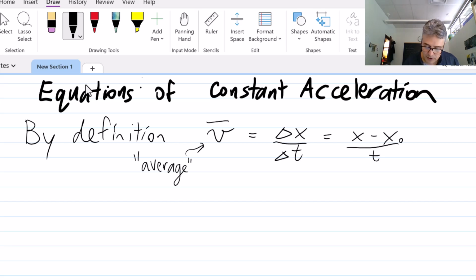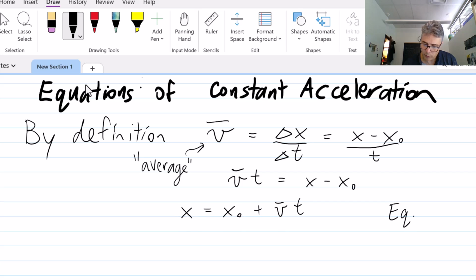And what we can do is rearrange that, multiply the left and right hand sides by t, and you get v average times t is equal to x minus x0. And then you can add x0 to both sides, flip it, the x to the other side, and you get x equals x0 plus v with a bar on top times t. And your book calls that one equation 2.50.